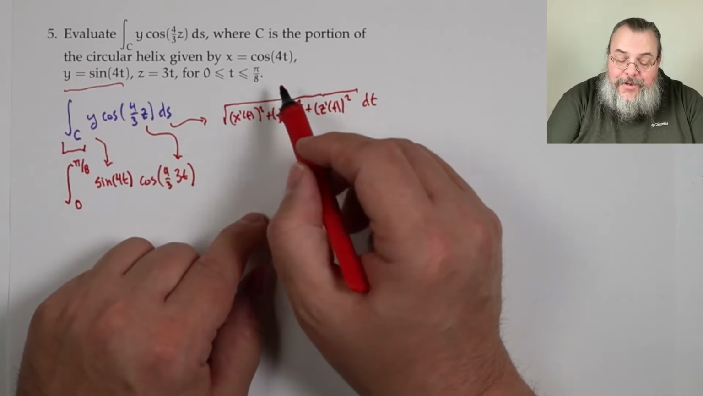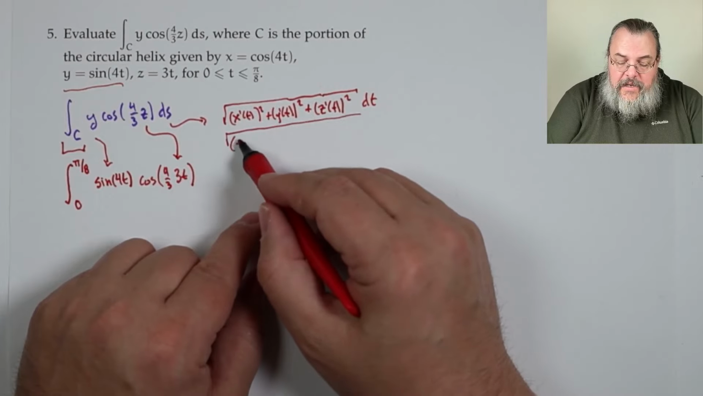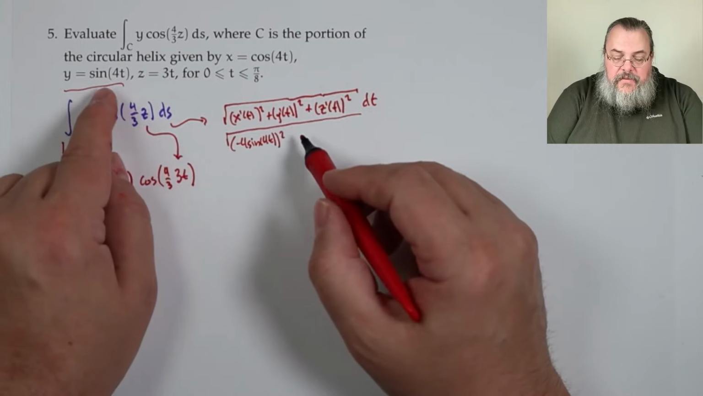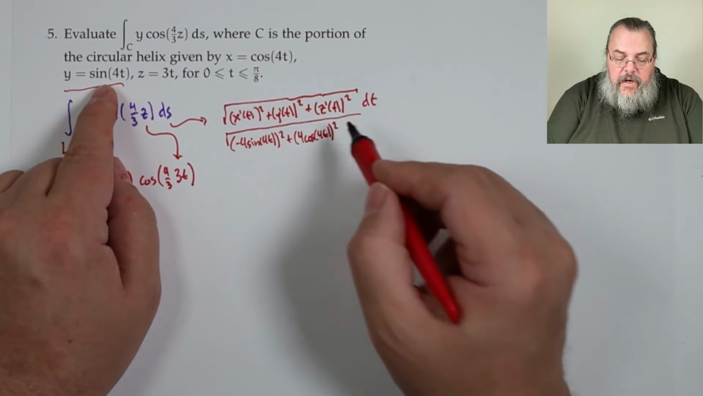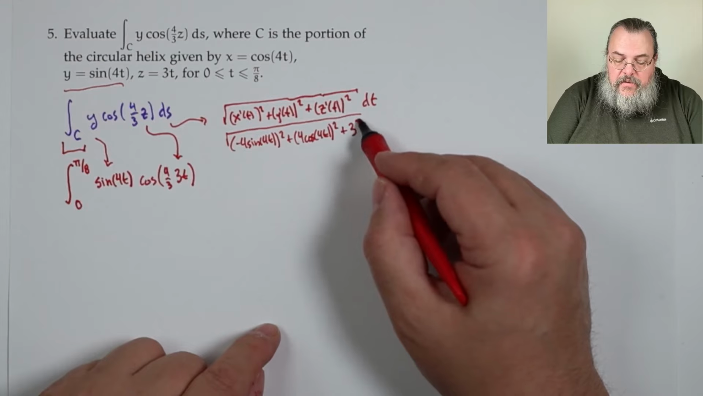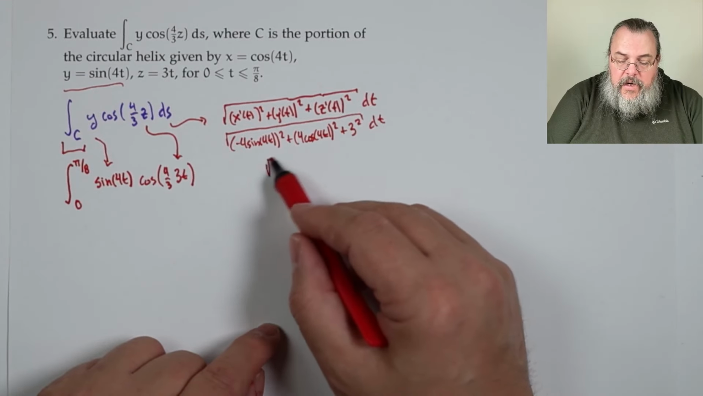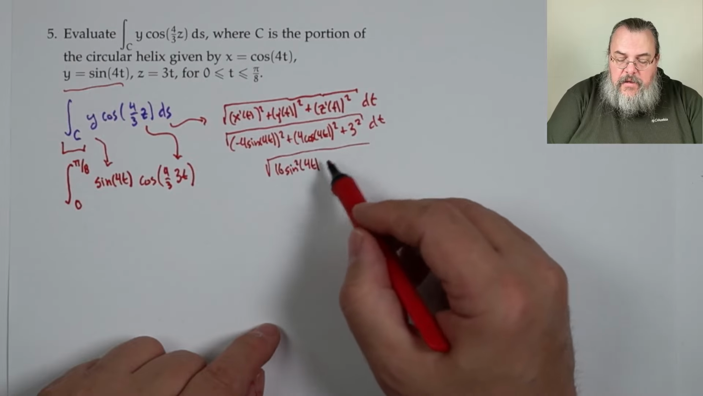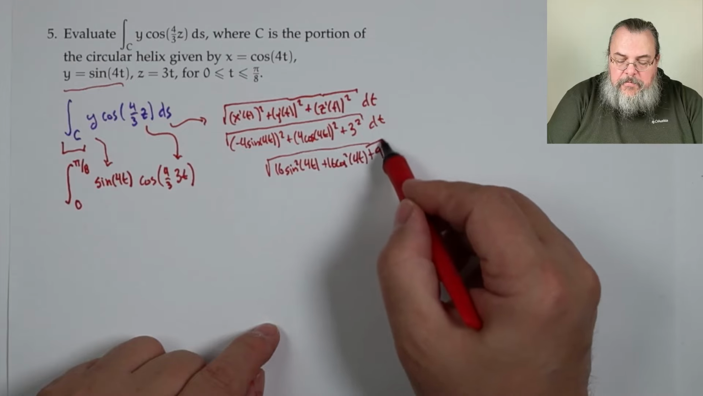Derivative of cosine of 4t, well, that's going to be minus 4 sine of 4t, squared. Derivative of sine of 4t is plus 4 cosine of 4t, squared. And now derivative of 3t is 3, squared. Okay, well, that's going to be what? Square root of 16 sine squared of 4t plus 16 cosine squared of 4t plus 9.